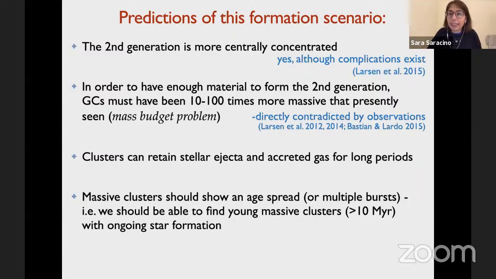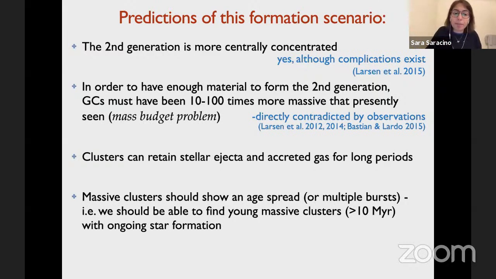But then you have other predictions that are contradicted by observation, such as the one that you need to have enough material to form the second generation of stars, so globular clusters must have been 10 or 100 times more massive than presently seen. And this is the so-called mass budget problem, which you can disprove by saying that if you go and look, for example, at dwarf galaxies and count, in the same metallicity bin, how many stars you have in globular clusters compared to the field, you see that these 10 to 100 times more stars are not observed there. You have a ratio of 4, but no more than this.